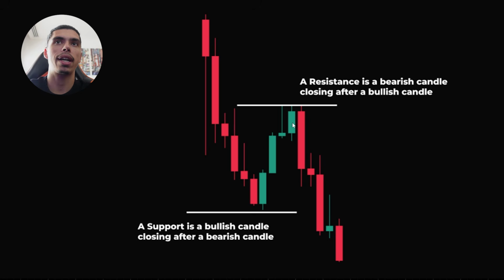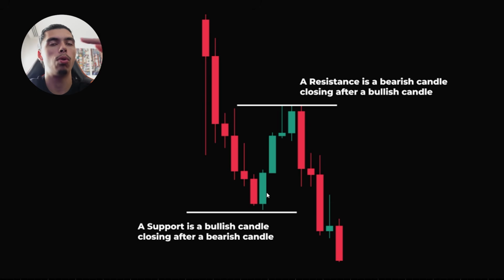So a resistance is when a candle closes bullish and then the next candle closes bearish. That creates a resistance. Now, purposely, I've drawn it wrong like this, because most people draw it on the wicks. This is wrong. You want to draw it exactly on the bodies. Very, very important. It's a common beginner mistake. So that is a support and that is a resistance. Support is just the opposite of a resistance.